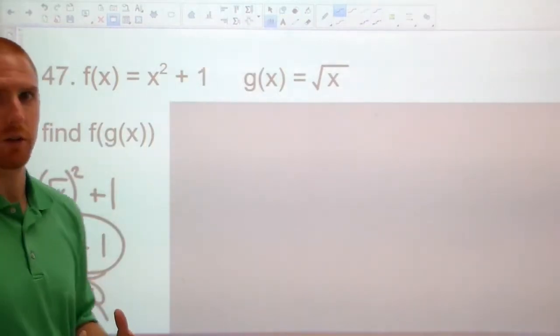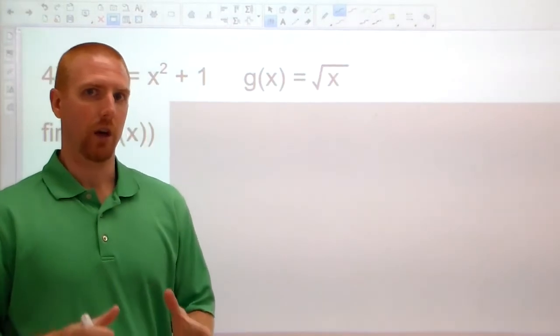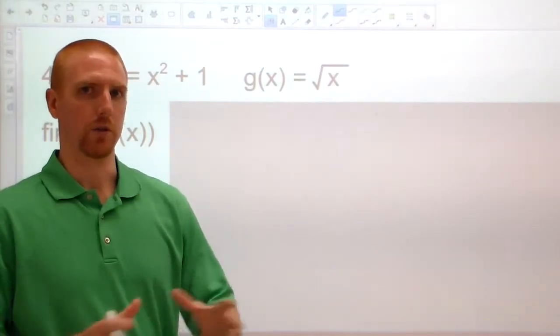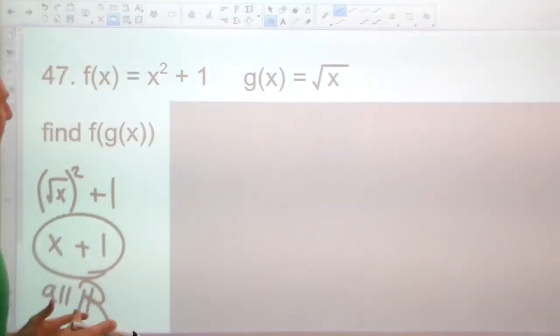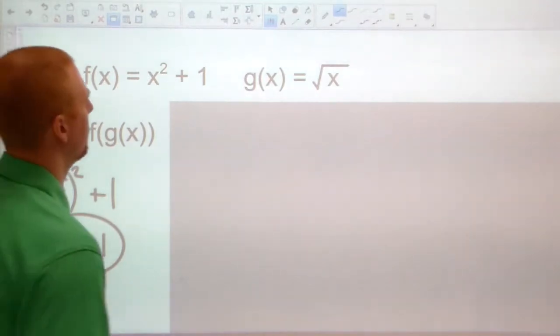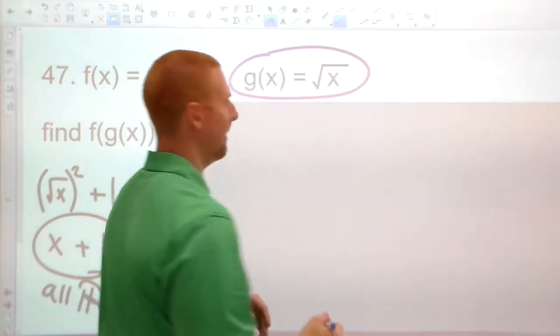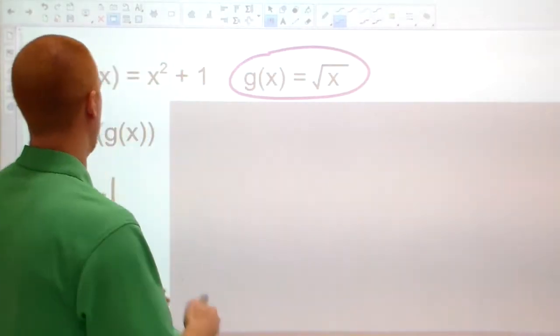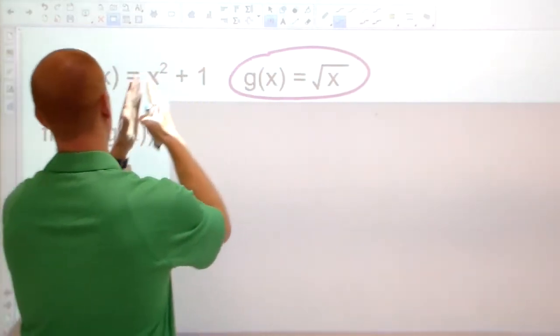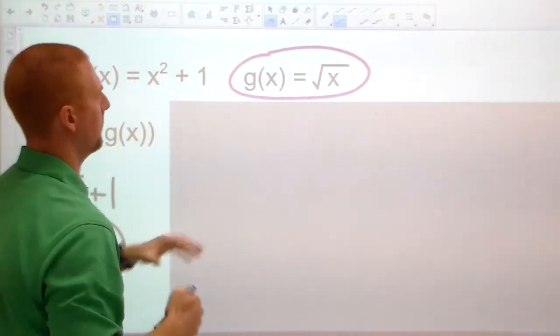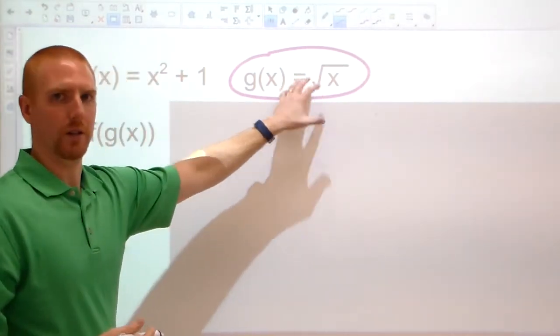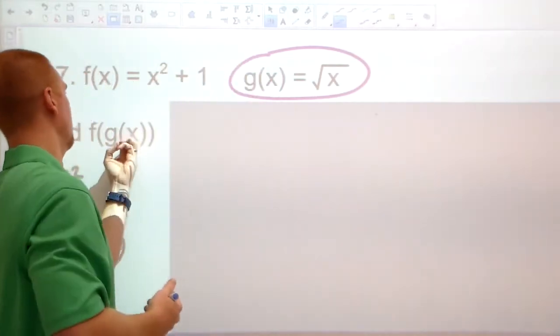Now your book says that's not necessarily the domain. It says it's everything greater than or equal to 0. So let's talk about why that's actually the case. And the trick here really comes down to the inner function. Because g is getting put into f, this entire function here is an input on its own.